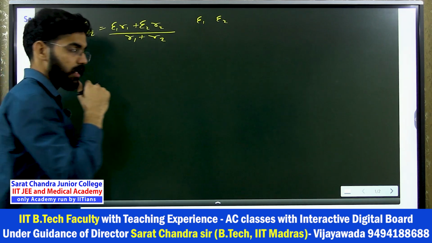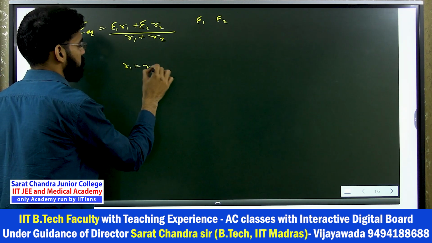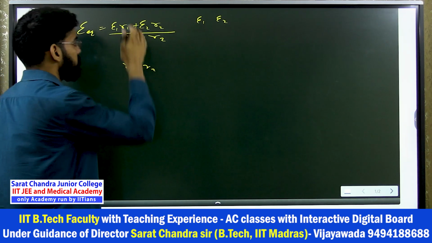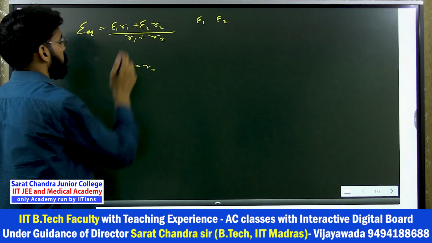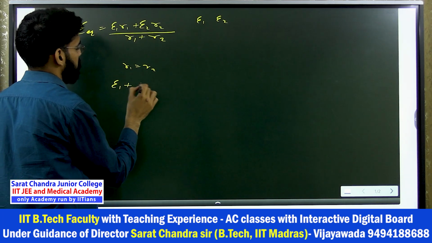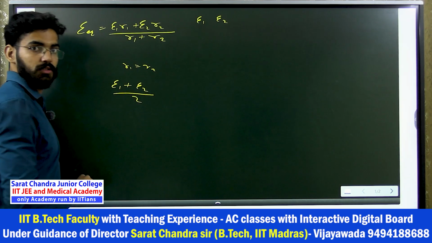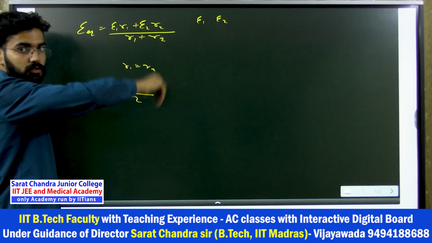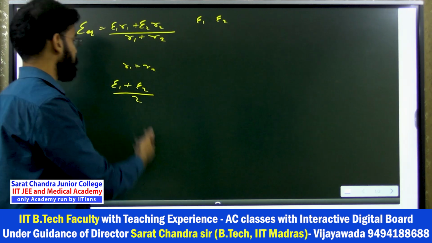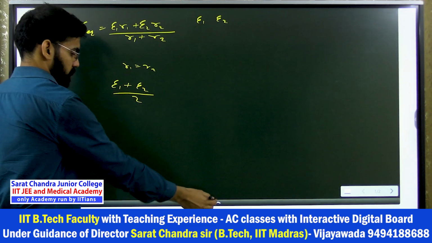So for the time being, take a case that R1 is equal to R2, just to check, because this is also one possibility. If we check, then what we got is (E1 plus E2) divided by 2, right? So this is in the middle, so not smaller than both of them. So I can say this is wrong. So statement 1 is wrong.